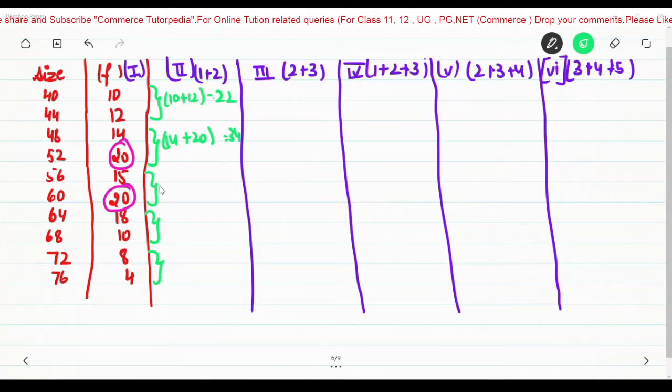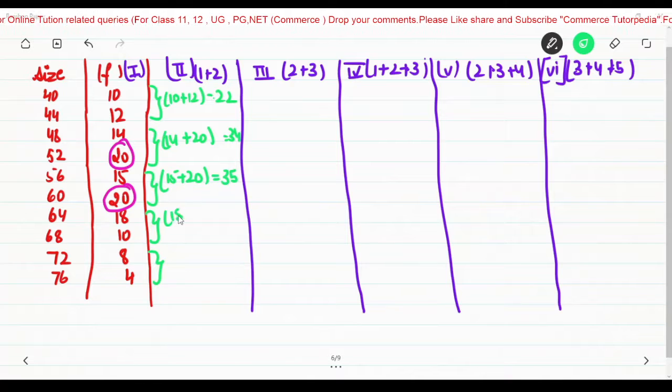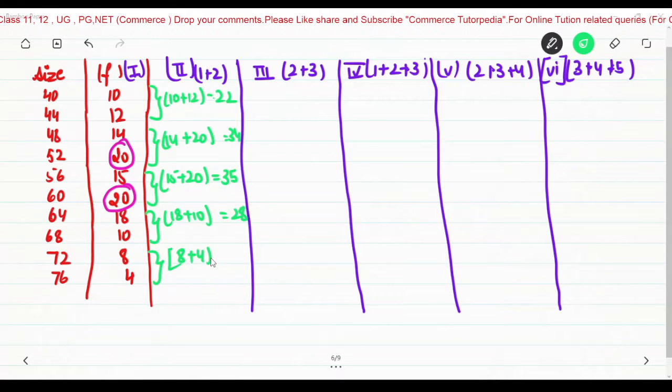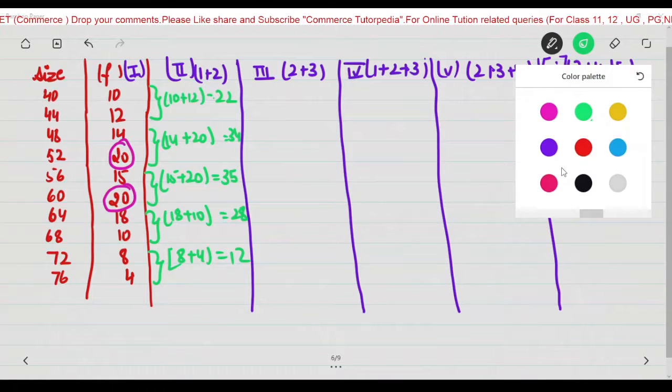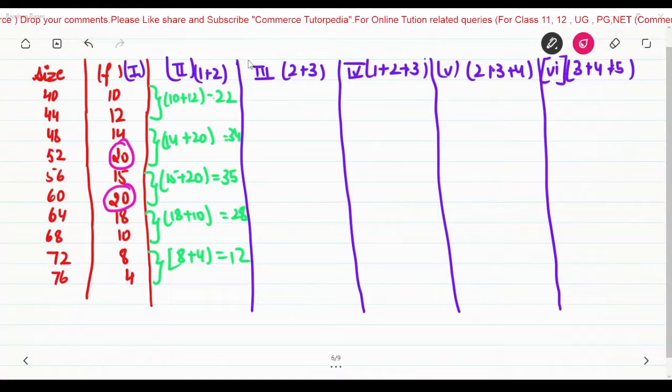Continue this process with all the other frequencies, grouping two frequencies together. Here we will get 35, then here we will get 28, and then the last is 12. I hope this is clear. In this you can see the highest number is 35, the highest frequency, and we will mark it. Now in the third column we need to start adding from the second.